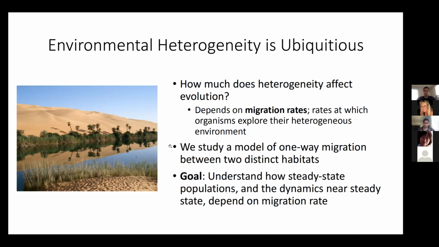So to address this question, we study a model of one-way migration between two distinct habitats, with the goal of understanding how the steady state populations in the model and the dynamics near steady state depend on migration rate.